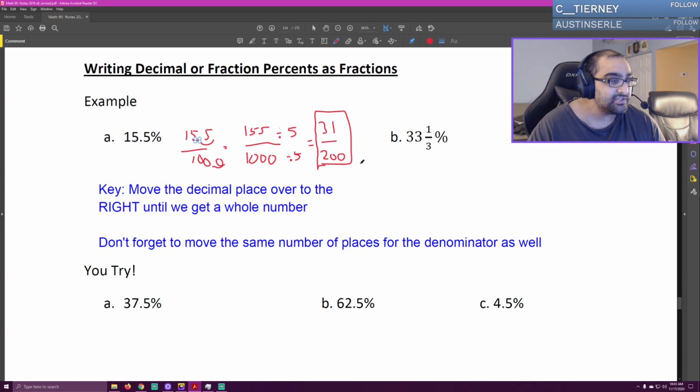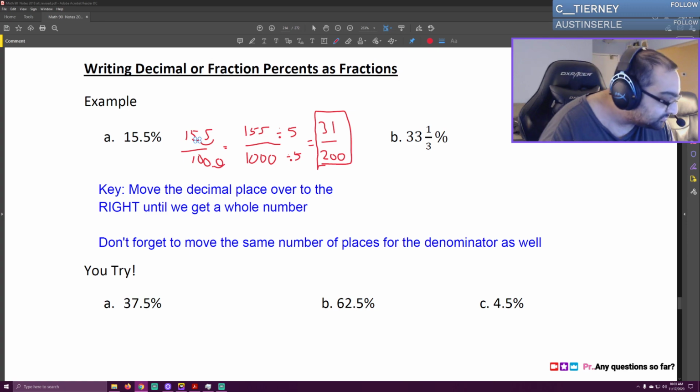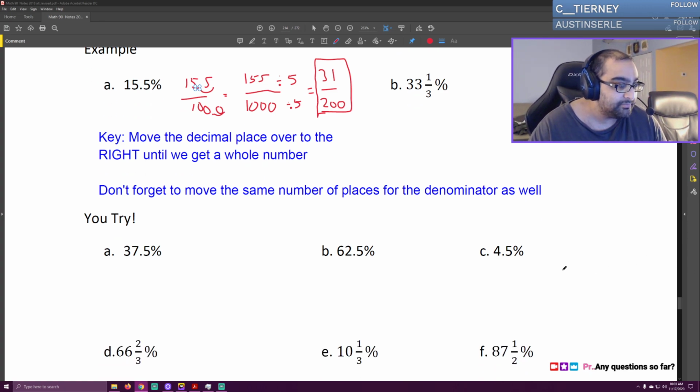All right, so our final answer is 31 over 200. Okay. Any questions about that so far? Just want to be sure that that example was shown there.